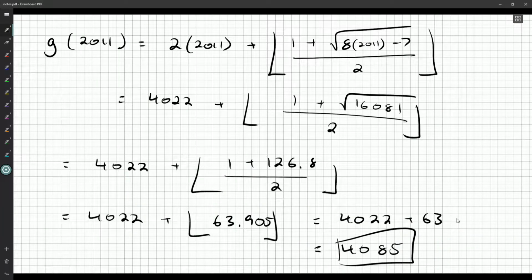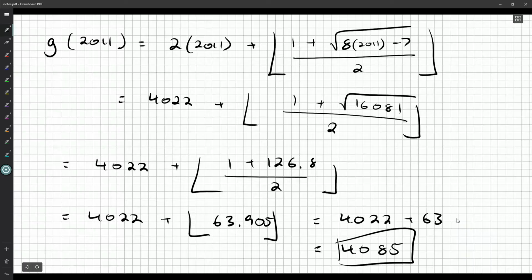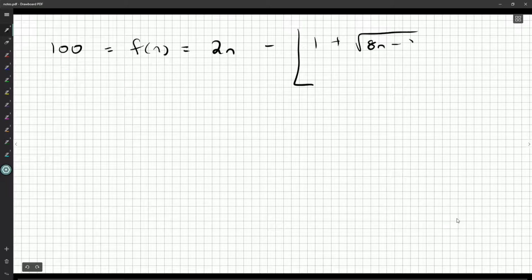Okay, so getting back to it, we want to read B part. Determine a value of n for which f at n is 100. Okay, so the "a value" suggests that there might be more than one way to get 100 here. But what are we going to do? It's kind of hard to undo equations that have this floor function here, but I'll see what I can do. So I know 100 is f of n, and that's 2n minus the floor of 1 plus the square root of 8n minus 7, all over 2.